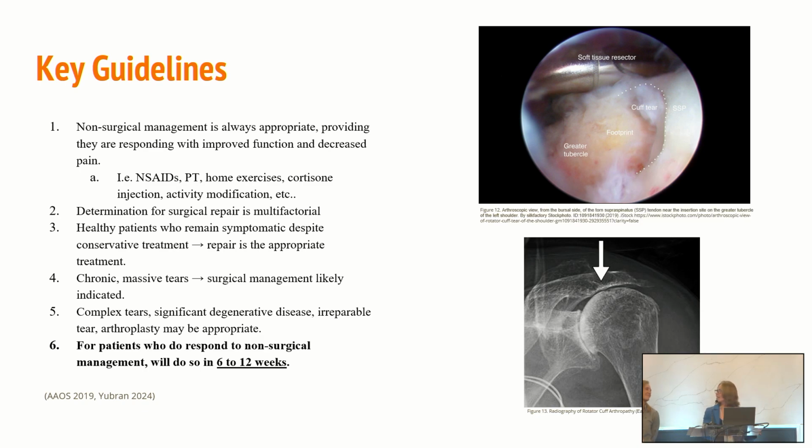So these are some guidelines through the AAOS talking about management of treatment, what we do, etc. We usually start off with non-surgical management, which includes anti-inflammatories, physical therapy, home exercises, activity modifications, and cortisone injections. PT is considered the first-line treatment for small to medium-sized tears, and response to conservative measures typically takes 6 to 12 weeks. If somebody doesn't respond to that, then we have to intervene, obtain an MRI, and discuss surgical intervention.